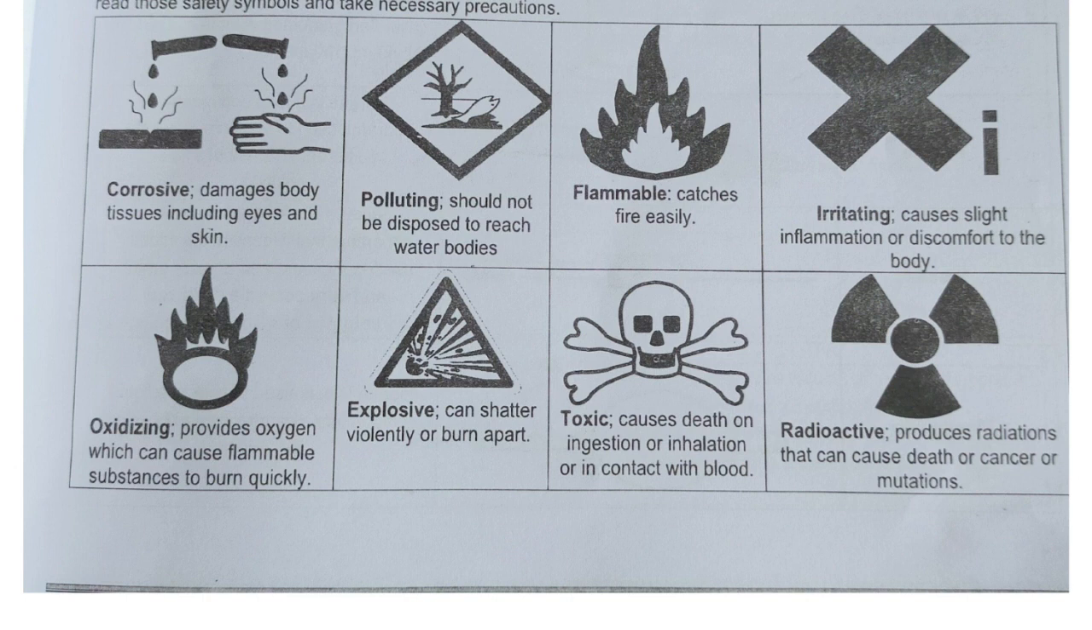Another one is about oxidizing, and it means that that particular chemical provides oxygen, which can cause flammable substances to burn quickly. We have the next one there. It's about explosive, and it means that it can shatter violently or burn apart. We have a symbol for toxic, which means that that particular chemical can cause death if ingested or inhaled or in contact with the blood.